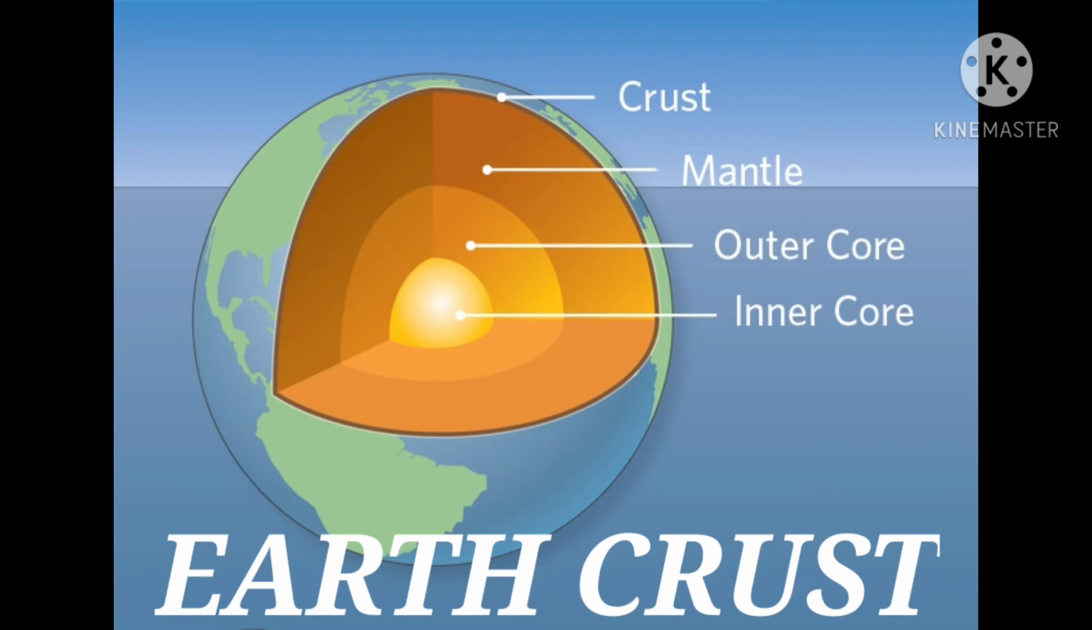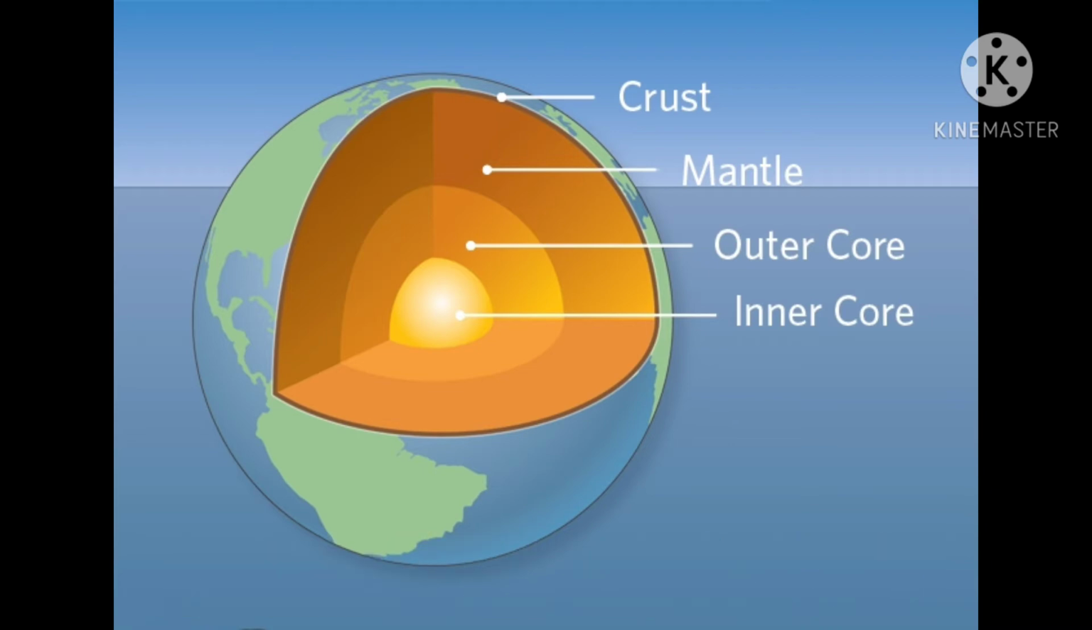Children, this is a picture of earth. It has many layers and its outermost layer is known as crust. This crust is made up of different types of rocks, so it is hard and rocky. Soil is found on the outermost part of the earth crust.